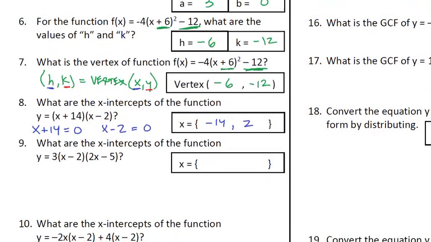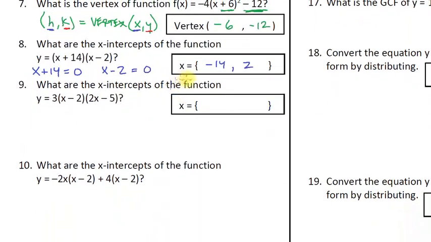Alright, a little more difficult one, number 9. What are the x-intercepts of the function y equals 3 times (x minus 2) times (2x minus 5)? We're going to follow the same procedure as number 8 because this is intercept form. That means we know the x-intercepts are where either x minus 2 equals 0 or 2x minus 5 equals 0. This one's an easy one. The x equals 2. 2 minus 2 is 0. We've got one of our x-intercepts.